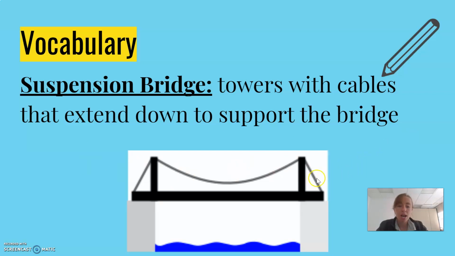Suspension bridges are pretty expensive to make. They take a lot of materials, but they can be really, really long because of the way that the forces are distributed throughout the bridge. So these are pretty good for long distances.